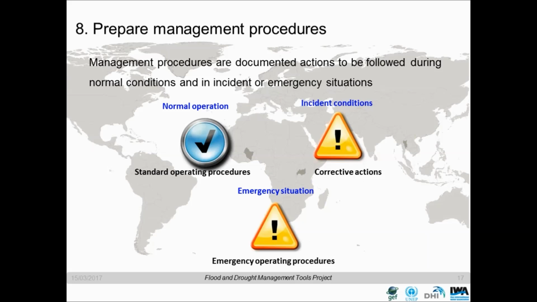Preparing management procedures is the 8th step, and the step ensures that people and processes have adequate management procedures for normal operations, that is SOPs. They have procedures for incident conditions and for emergency situations. The step also ensures that there is adequate support for staff and processes to keep the operations of the WSP smooth.